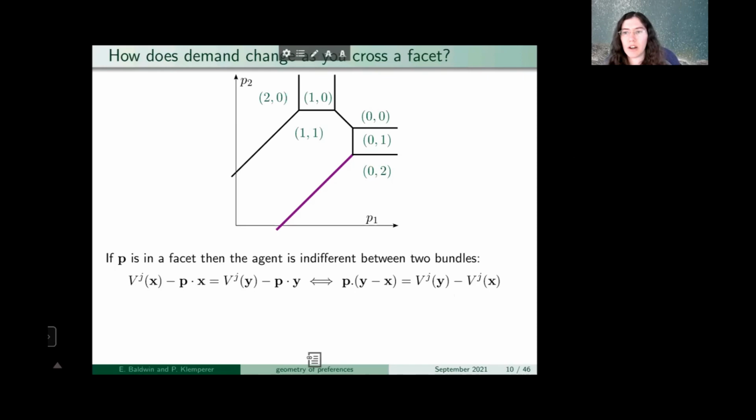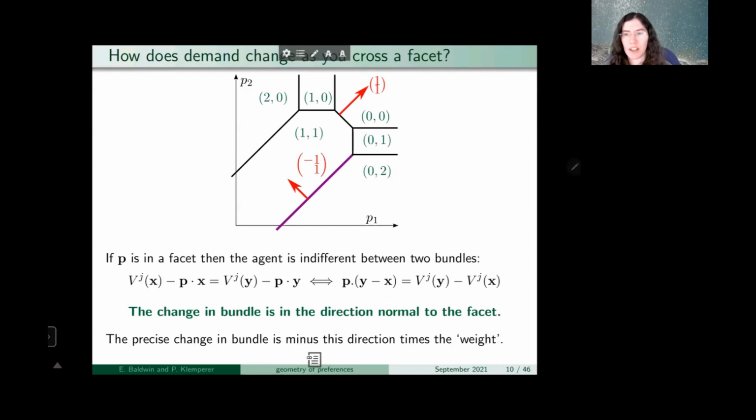Now, if you know your coordinate geometry, you will identify that p dot vector equals constant is the equation of an n minus one dimensional linear bit: in two dimensions, a line, in three dimensions, a plane, etc. So this is exactly the equation for the extension of this facet infinitely in either direction. So that's the equation that we've got being satisfied on our facet. But if you know your coordinate geometry, you will also know that this bit here, the y minus x, that's the normal to the thing you draw. So we haven't just got that we've got an n minus one dimensional linear bit. We know what its normal is, and its normal is y minus x. Well, y minus x is the change in demand as we cross the facet. So the change in the bundle is in the direction normal to the facet. So that takes us straight between the geometry and the economics. Facet normal is change in demand. That's a really important first point we've got here.